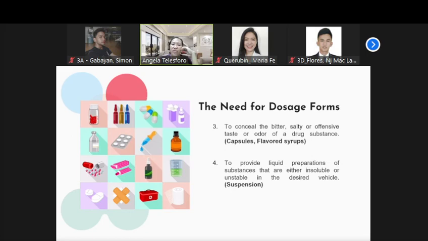Another reason is to conceal the bitter, salty, or offensive taste or odor, because most of the drugs are bitter in taste. That is why we make them into flavored syrups, because syrups contain lots of sugar. So the sugar can mask the taste. Or if it is not syrup, if it is a suspension, we add flavors just to mask the taste of our drugs. Lalo na pag sa mga bata, because children will not drink it.